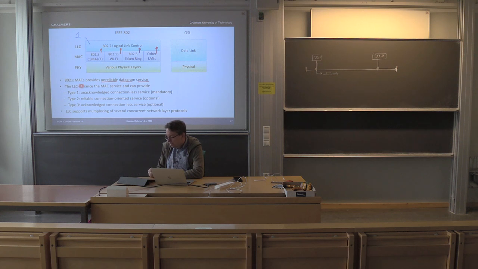The link layer then refines a service. So it provides a service up to the layer above it. And it can enhance this MAC service and can provide one out of three types. An unacknowledged connectionless service. This is the mandatory one, and actually the one which is most heavily used in practice. So basically it does nothing to refine the MAC layer service.